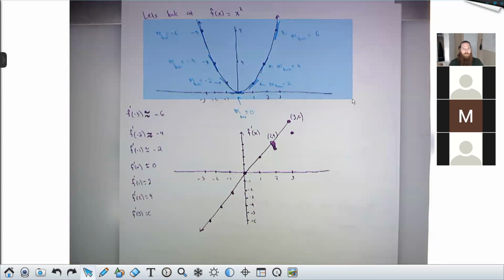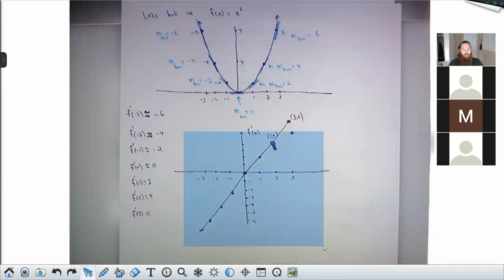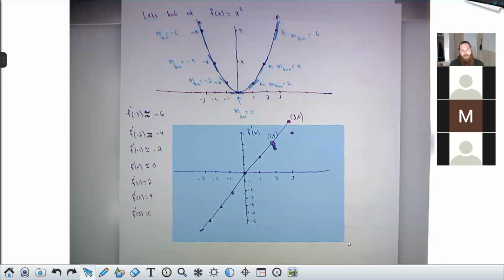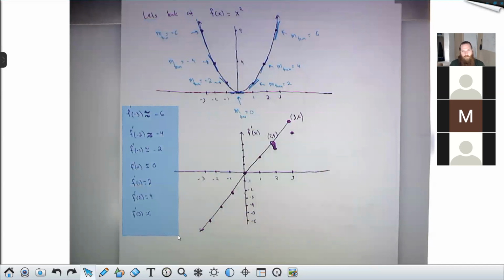Is everybody comfortable with how I go from this graph to this graph? This is the big thing for today. How do I get this graph from this graph? We just estimated the slopes of the tangent line at each one of the points on the original. And then I built this new function whose y values are the slopes of the tangent line from the original. Is this making sense?